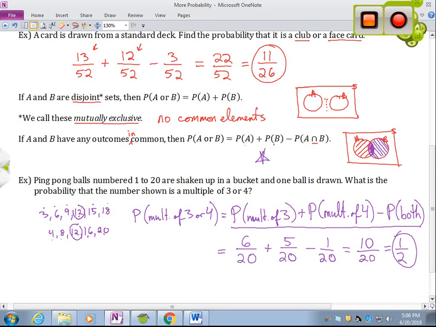So if you see something that says the probability of, and it gives an or condition, if something could satisfy A or B, whatever those might be, you need to double check, are there any elements in our possible outcomes that would satisfy both? And if so, we need to make sure we subtract those so that we don't count them twice.